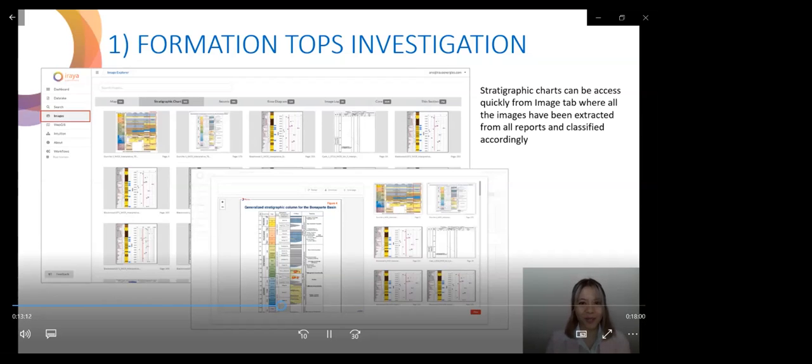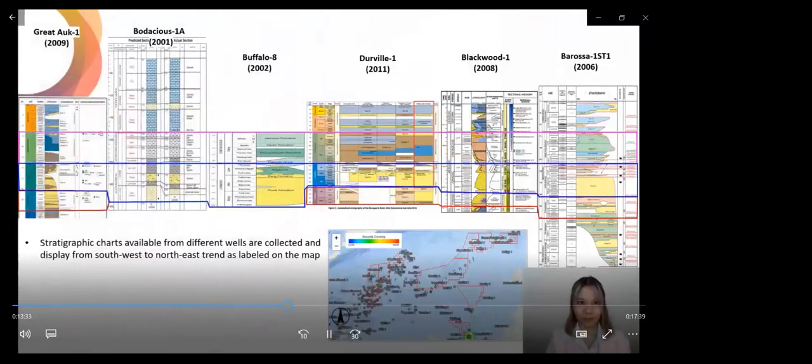So in ElasticDocs, what we can do is just start off by clicking on the Image tab, where it has already classified all the images extracted from all reports. It seems that ElasticDocs has also classified some images into stratigraphic chart, so we can identify and assess all these images quickly. Once you can assess all the charts easily, you can start compiling them according to your needs or however method you want to analyze it.